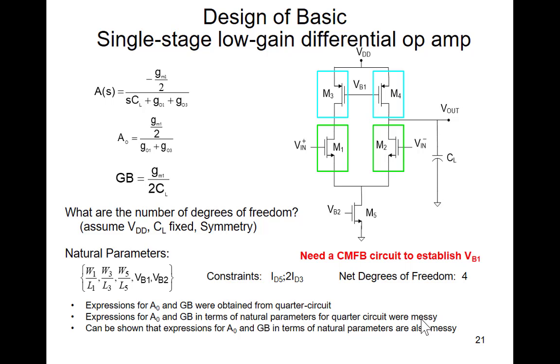If we're going to use this to design, and if A0 and GB are 2 important parameters, expressions for A0 and GB in terms of these natural parameters are really tedious. That was true for the quarter circuit. When we looked at the quarter circuit initially, and we looked at the natural parameters for that, we saw the expressions for the gain and the gain bandwidth product for that quarter circuit were really nasty in terms of the natural design parameters. Things don't get easier when you put two circuits together. So the expressions for A naught and GB in terms of natural parameters are messy. I could write them down, but I certainly don't have space on the bottom of the slide to write them down.